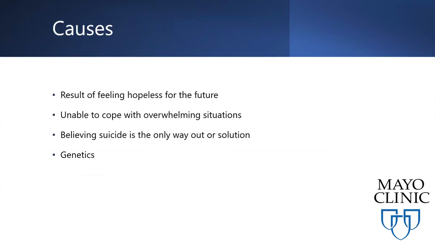We've looked at the warning signs, but what are the causes of suicide? Suicide is the result of feeling hopeless for the future. When a person struggles to cope with overwhelming situations, it can lead them to believe suicide is the only solution. Suicidal ideations, suicide attempts, and suicides are significantly heritable phenotypes. However, the extent to which these phenotypes share genetic architecture is unclear. Unfortunately, minimal data is available on the biology and chemistry of suicide due to the difficulty of conducting research without crossing ethical barriers.